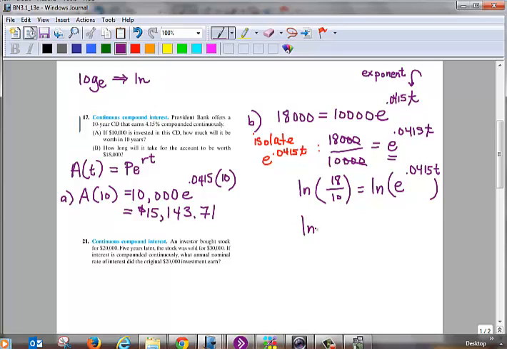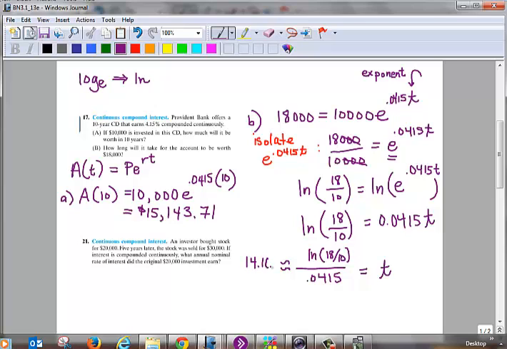And when I take the natural log of e to a power here, I get just the power. So this right side simplifies to 0.0415t. And now I can divide both sides by my decimal value to get natural log 18 over 10 divided by 0.0415, and I've got this solved for t. And when I key that in, I see that it takes 14.16 years to earn the $18,000.